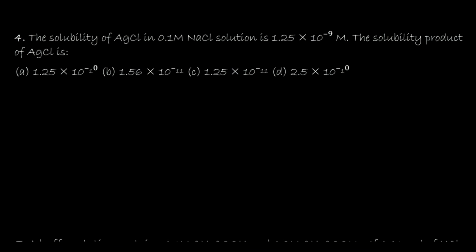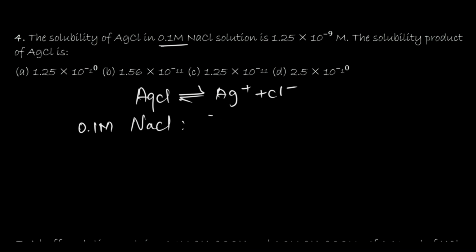Next, the solubility of AgCl in 0.1 molar NaCl solution is 1.25 into 10 to the power minus 9 molar. What is the solubility product of AgCl? How can I write the reaction? AgCl gives Ag plus and Cl minus ions. In 0.1 molar NaCl, the concentration of Cl minus is 0.1.